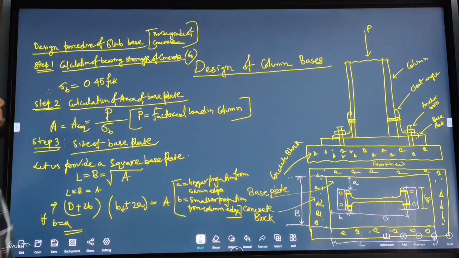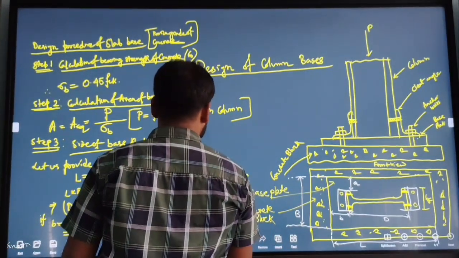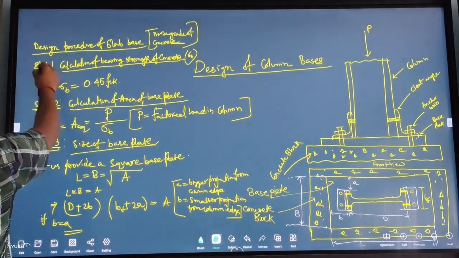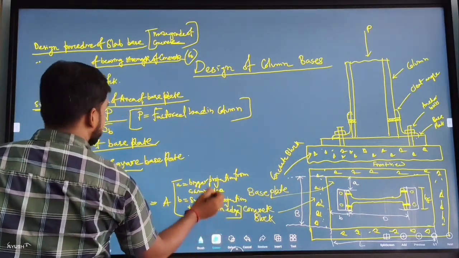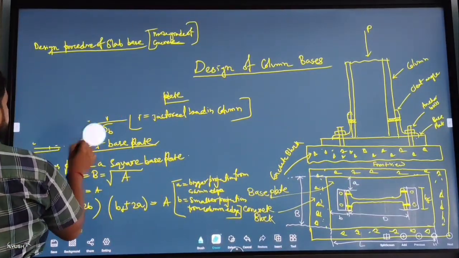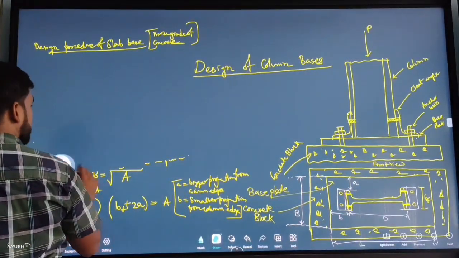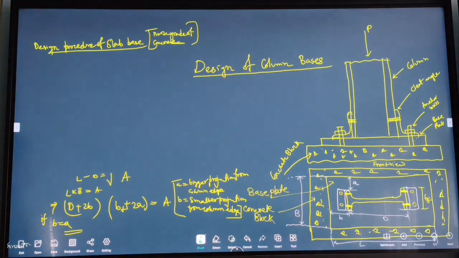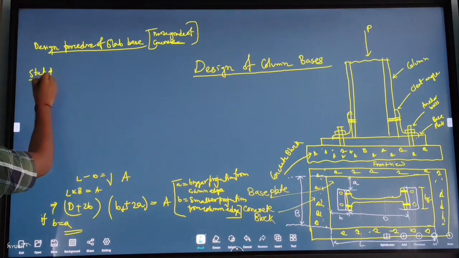Then next day. Shall I erase the first two steps? Now then step number 4 or 5? Step number 4.